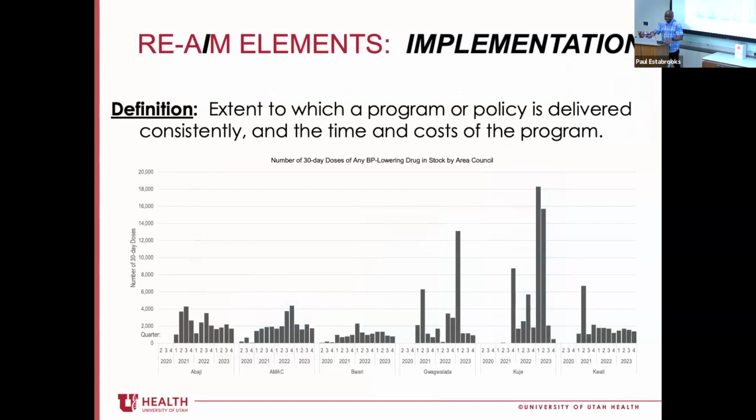Okay, so moving to implementation. Implementation is the extent to which a program or policy is delivered consistently. That's fidelity, and the time and cost of the program.